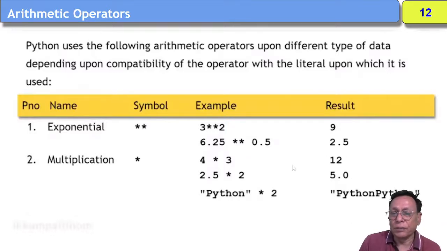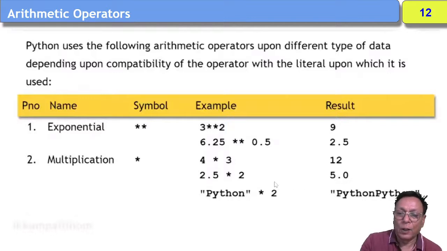The multiplication sign means we are going to simply multiply two values or operands. If there are two operands like 4 and 3, 4 multiplied by 3 will give you 12, and 2.5 multiplied by 2 will give you 5.0.